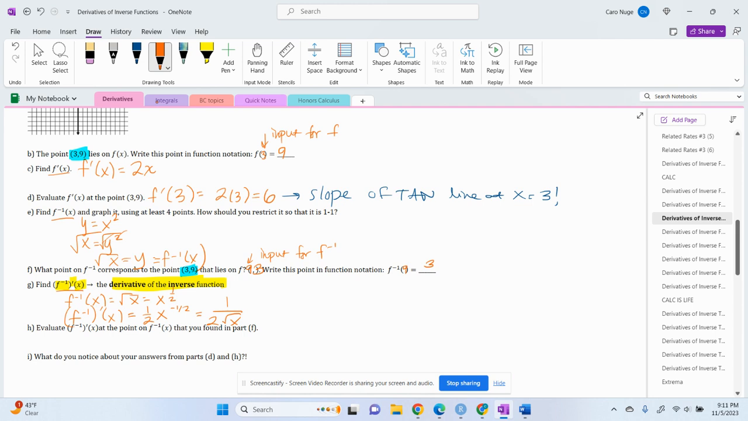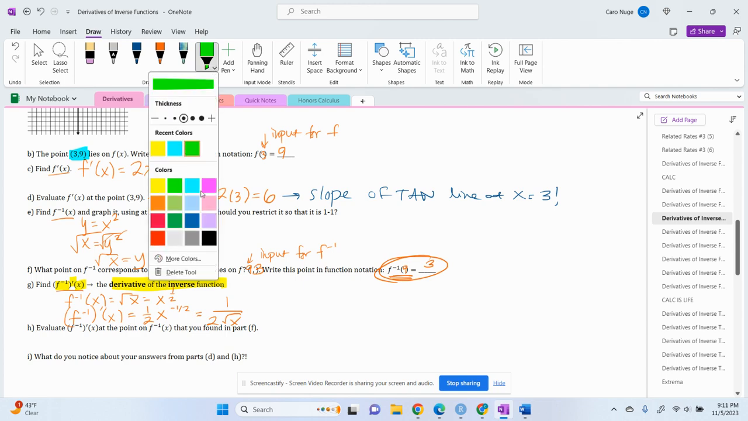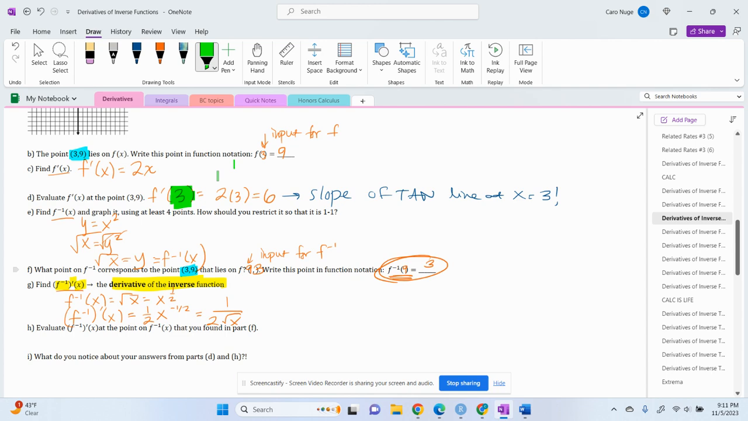Now, evaluate your derivative of your inverse at the point on the inverse you found in part f. So I want to find f to the negative 1 of 9. Notice here I inputted 3. Here I'm going to be inputting 9 because everything is the opposite in the inverse. So f to the negative 1 prime of 9. Let's plug that in. 1 over 2 root 9. That's 1 over 2 times 3, 1/6.